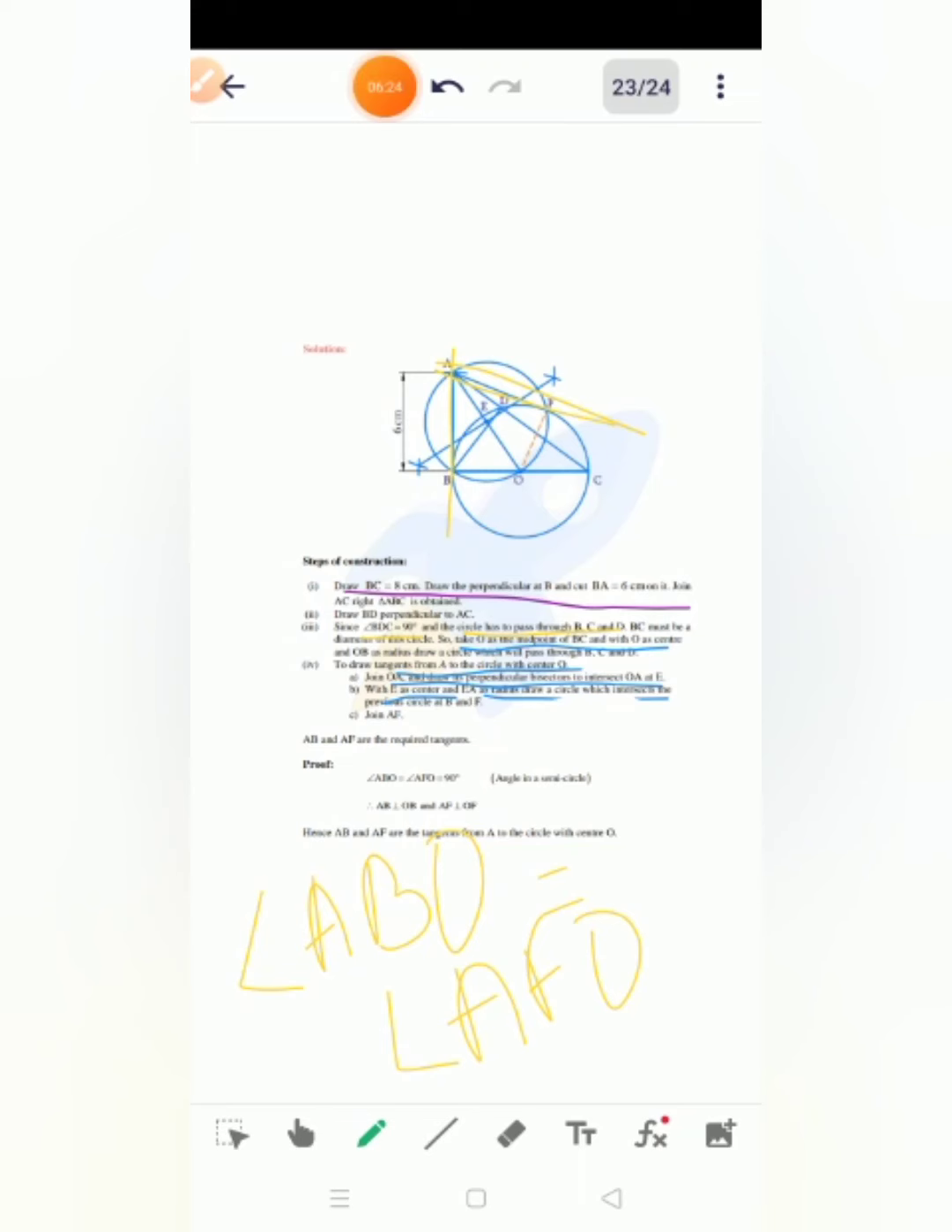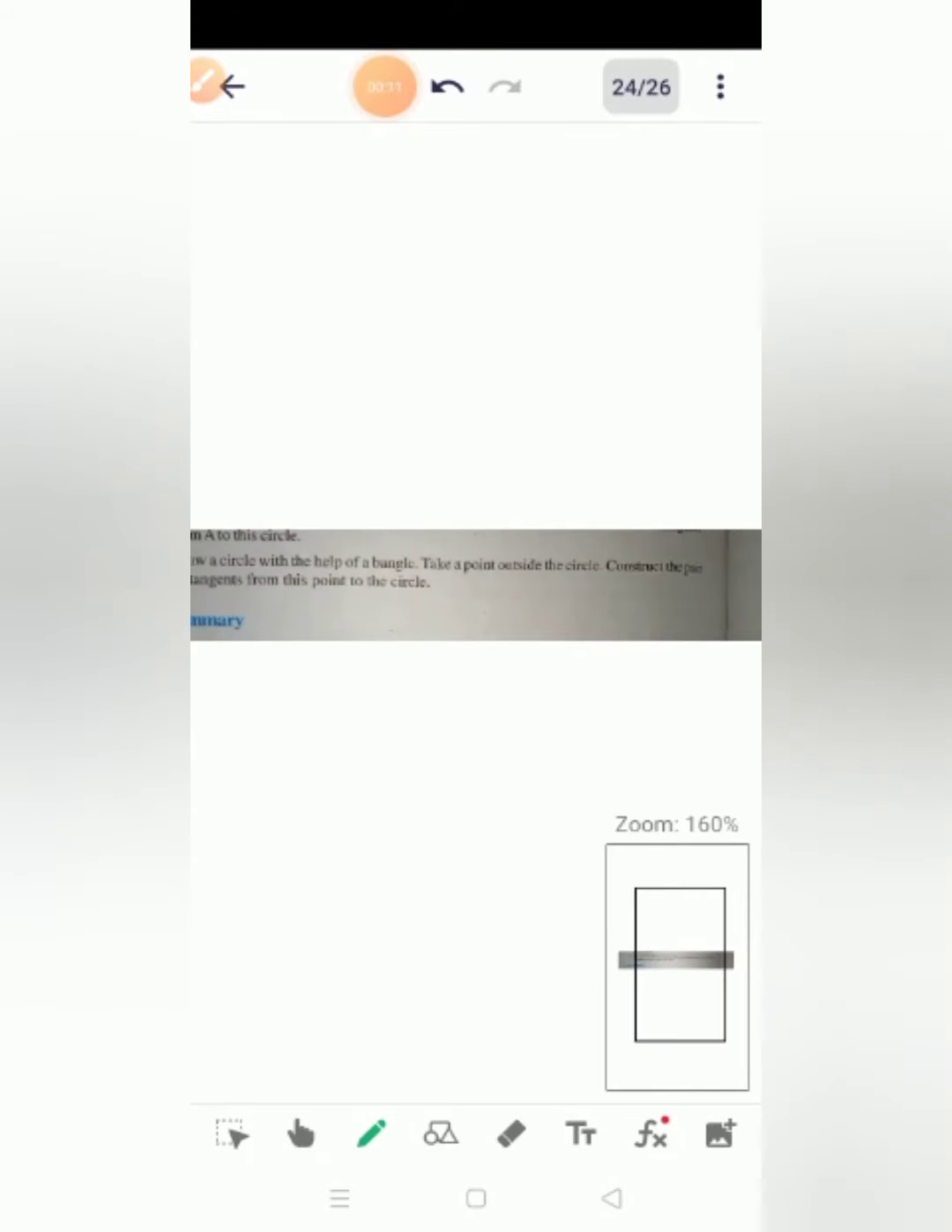Fine. So now we shall be doing question number 7 of your NCERT book. The question asks us to draw a circle with the help of a bangle. Okay, you know what a bangle is, right? Chudi. Take a point outside the circle. After that, construct the pair of tangents from this point to the circle. So we need to draw a circle with the help of a bangle, take a point outside the circle, and construct a pair of tangents from that point.